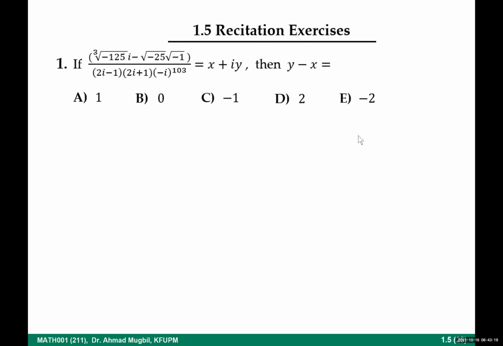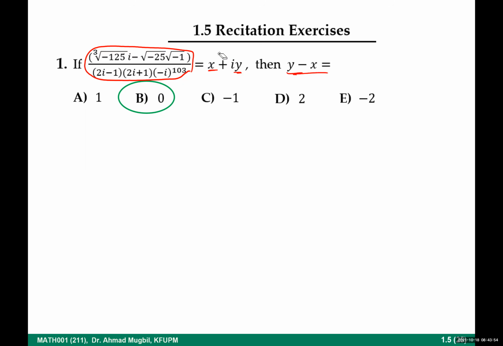Let's check the answer. The answer is 0, which means that x equals y. This is the meaning of if the answer is 0. So y is the same as x. So the imaginary part is the same as the real part. So you should have something plus something. So the question is what? This number, write it in the standard form. Write it at the end as a real number plus a real number multiplied by i. Then find y minus x.